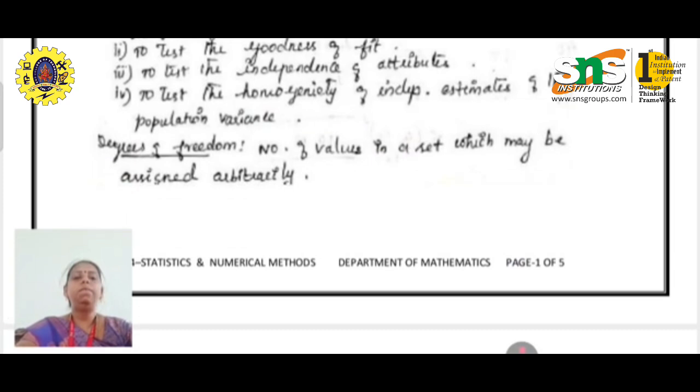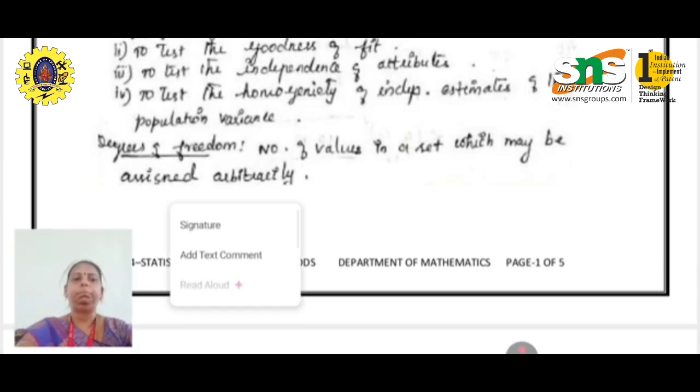In the problem, we will use the degrees of freedom, the number of values in the set which may be assigned independently.